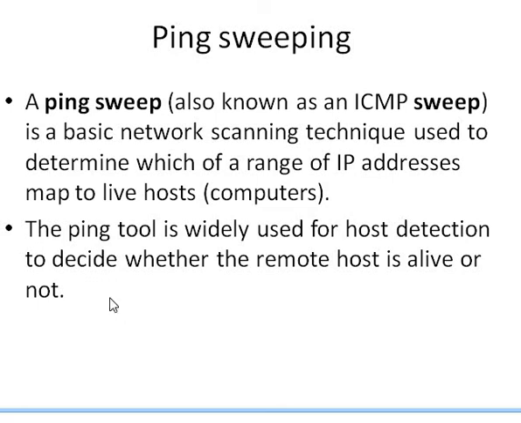In the previous tutorial, we have read about how we will find the path using the traceroute or tracert commands. Now we will see how to find whether our host or our client, with which we make a request, is alive or not in our network. So we have to use the ping command or ping sweep command. It is basically also known as ICMP sweeping.